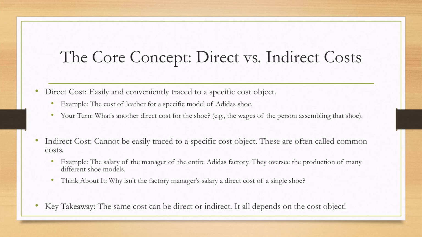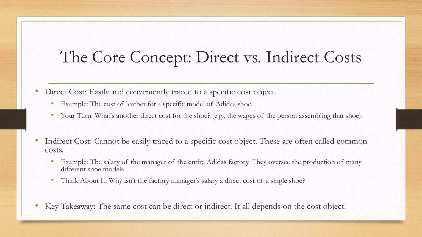Let's start with the most fundamental classification: the difference between direct and indirect costs. A direct cost is a cost that can be easily and conveniently traced to a specific cost object. And a cost object is just anything we want to know the cost of, whether it's a product, a department, or a customer. For example, if Adidas is trying to find the cost of one of its shoe models, the cost of the leather used for that specific shoe is a direct cost.